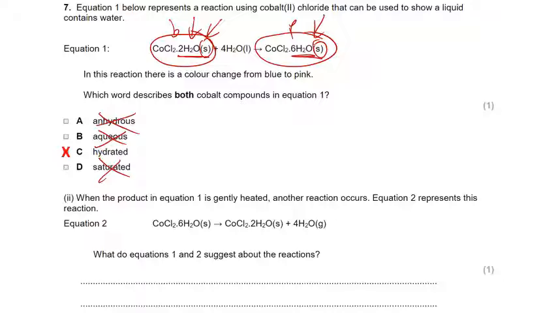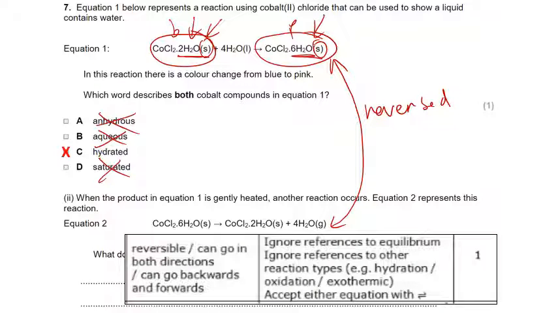Part 2. When the product in equation 1 is gently heated, another reaction occurs. Equation 2 represents this reaction. If you look at equation 2 in comparison to equation 1, you'll see that they're both the same, but they are reversed. That gives us the answer to the next one. It says, what do equations 1 and 2 suggest about the reactions? They're reversible, so they can go in both directions or go backwards. Any of those would have given you the mark.